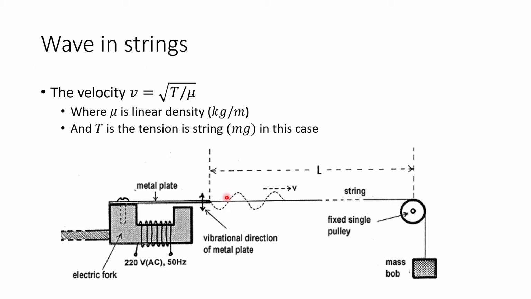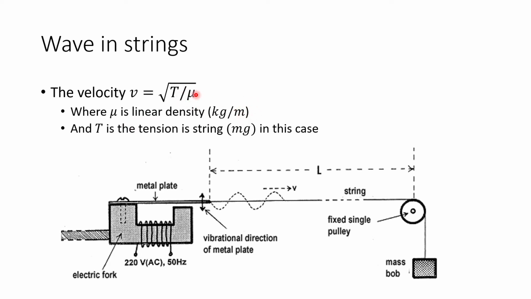If you create some sort of wave in the string, the velocity of such a wave is given by the square root of T divided by mu, where T is the tension and mu is the linear density. To measure the linear density of a string, all you have to do is measure the mass of the entire string and then divide it by the length of the entire string. Once you divide the mass by the length, you get mu in kilograms per meter.